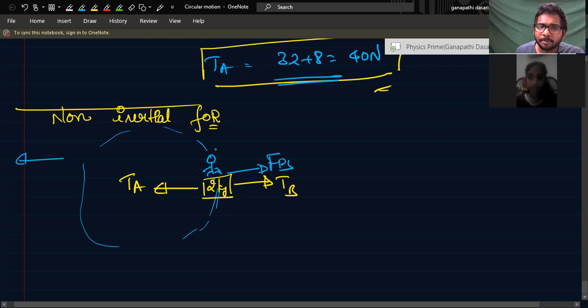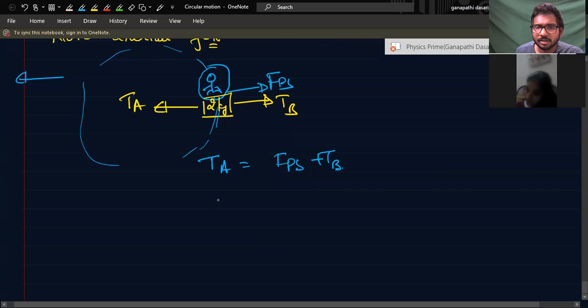Now, for a person who is sitting on this block, the block will be at rest, right? If the block is at rest, the net force should be 0. Left side force should be equal to right side force. That means Ta is equal to FPS plus Tb. Got it? So Ta is equal to FPS plus Tb.